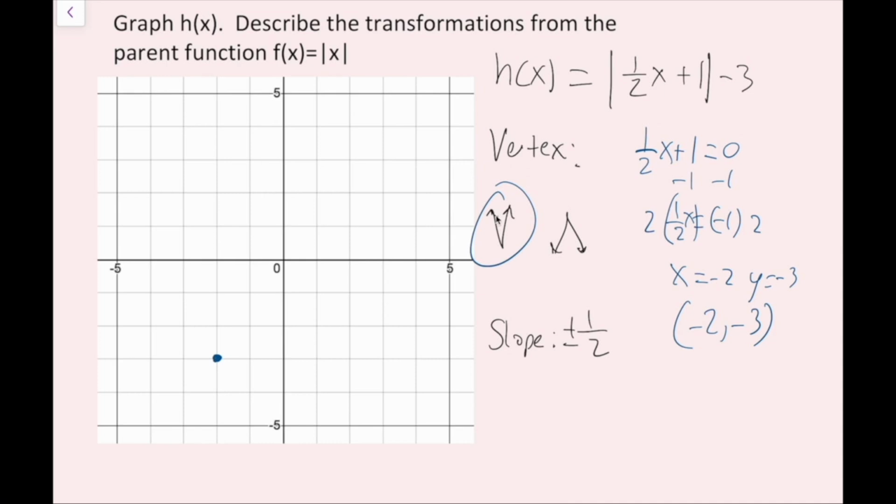And then from my point, I know it's going to be V-shaped, so I can just go up 1, right 2, and continue doing that, and then up 1, left 2, and continue doing that. So that's up 1, right 2, and then up 1, left 2. Okay. So now I'm going to draw my rays from my vertex that go through these points.